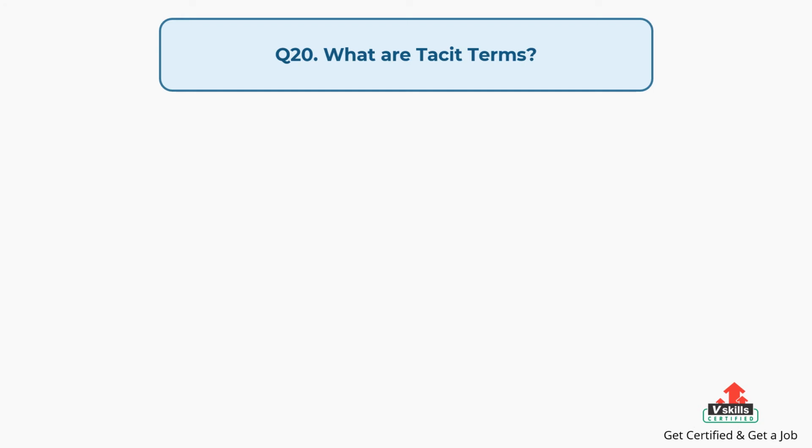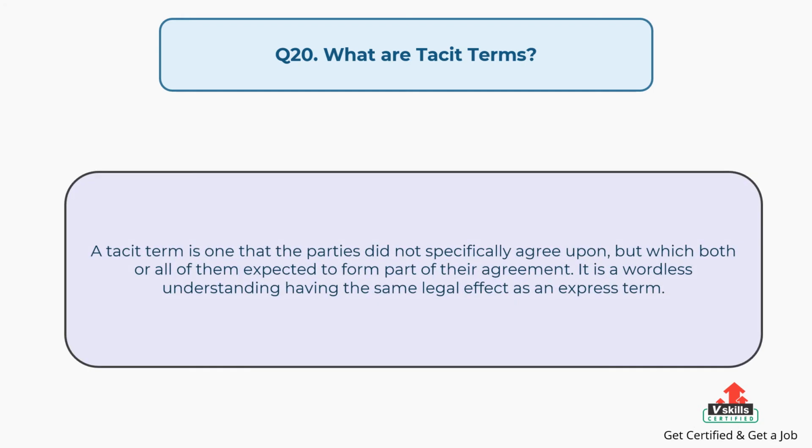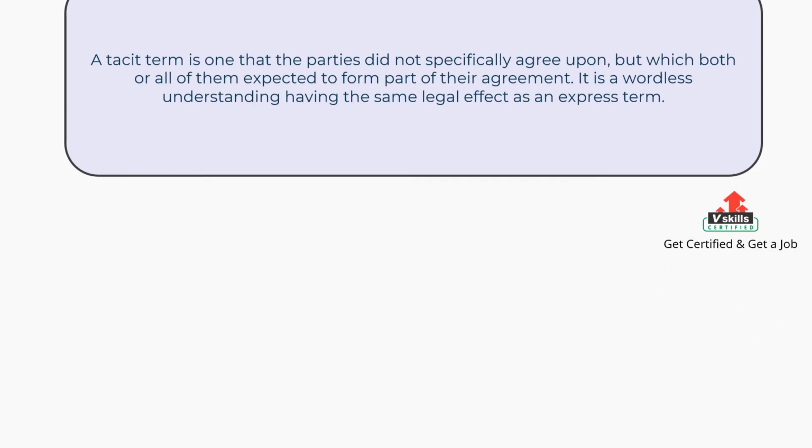Question number 20. What are tacit terms? The answer is, a tacit term is one that the parties did not specifically agree upon, but which both or all of them expected to form part of their agreement. It is a wordless understanding having the same legal effect as an express term.